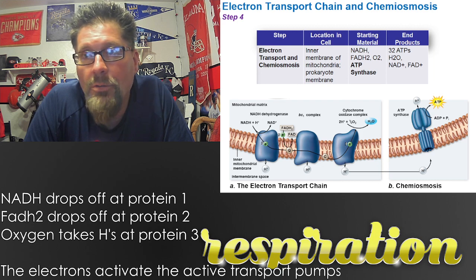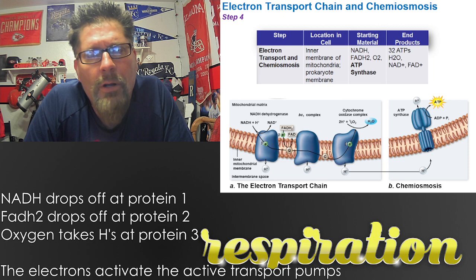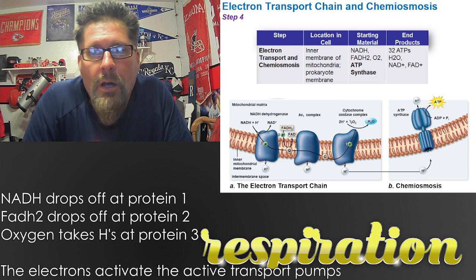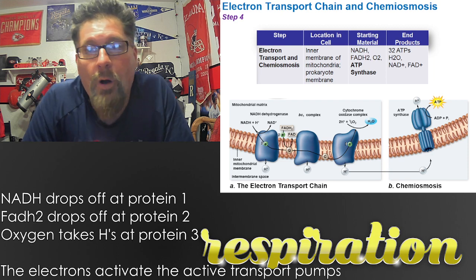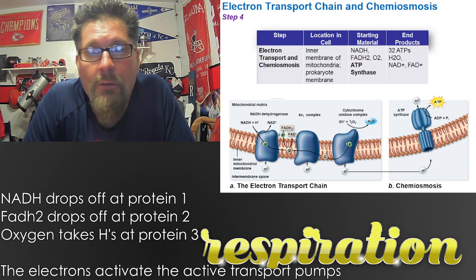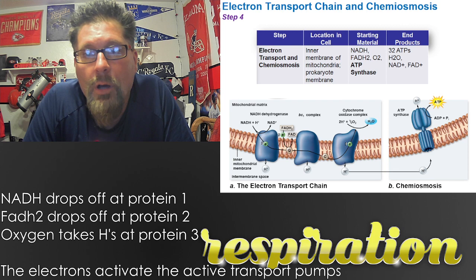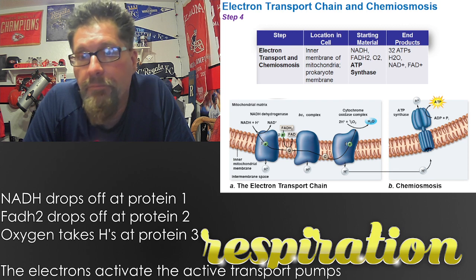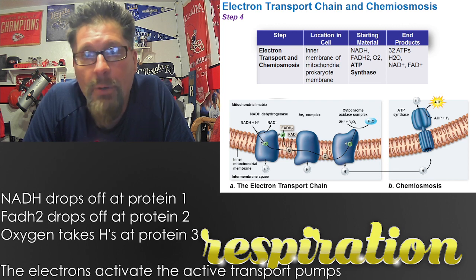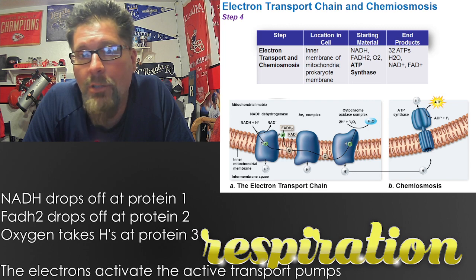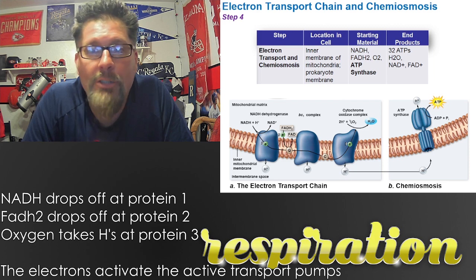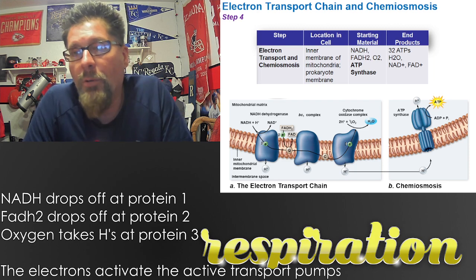It doesn't have a number there, but there should be a number for each one of them that was dropped off. We know those numbers were 10 and 2. Just remember, NADH drops off at that first protein, FADH drops off at that second protein, and then oxygen takes H's at that third protein.